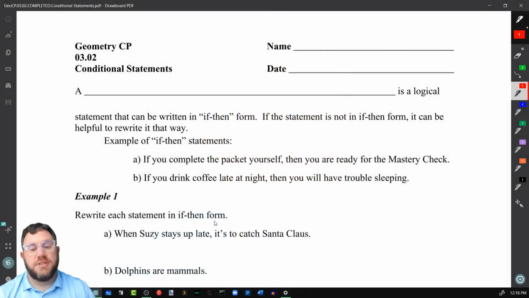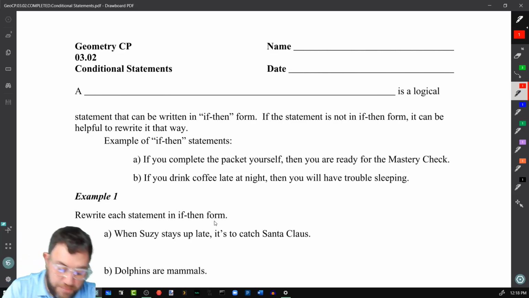Today we're going to look at conditional statements, which are statements that can be written in if-then form. This is a logical system that we are setting up. Like we said last time, all of math and science is based on observing patterns. And so based on those patterns, we can make our conditional statements. So let's go ahead and jump in.